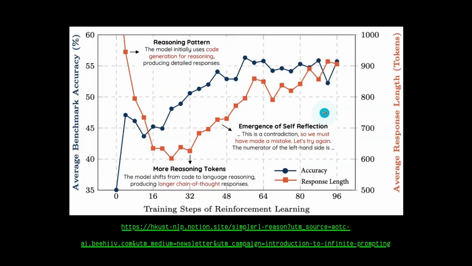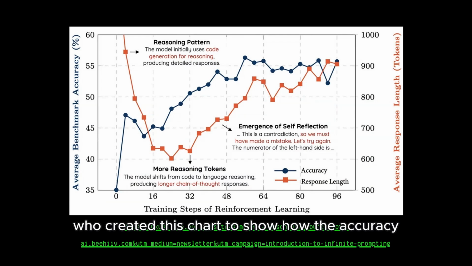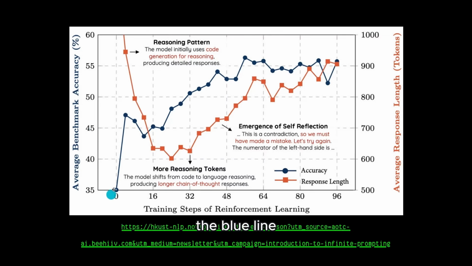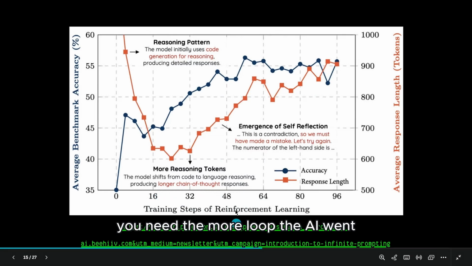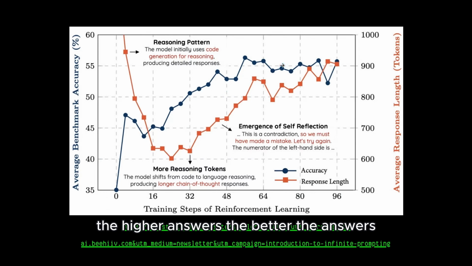A group of researchers created this chart to show how the accuracy, the blue line, improves as the model goes through more steps of reinforcement learning. As you can see, the more training steps of reinforcement learning, meaning the more loops the AI goes through, the higher the accuracy, the better the answers.